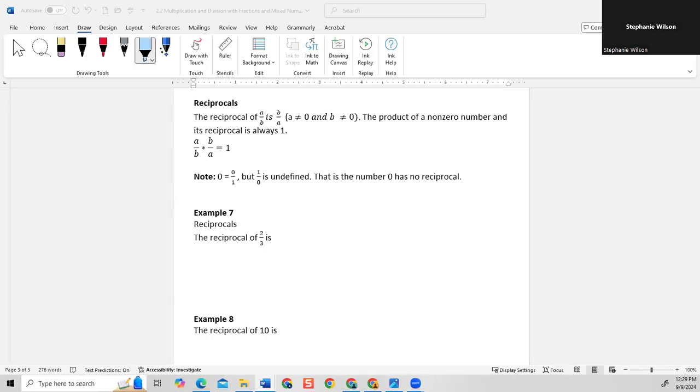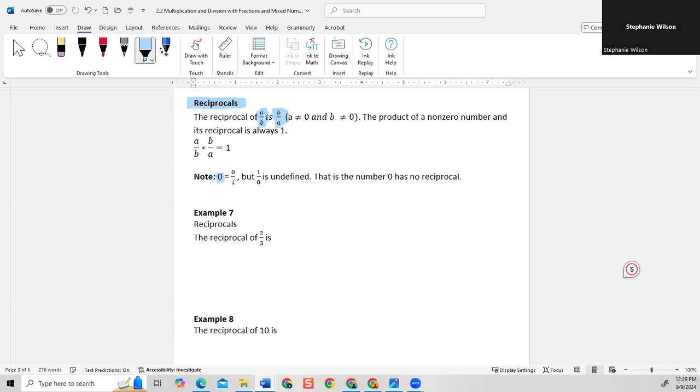We're going to talk about division with fractions. And to start off, let's talk about what reciprocal means. Reciprocal means I'm going to take a fraction and I'm going to flip it. I can take a whole number and flip it. The only time that this won't work is if you have zero.